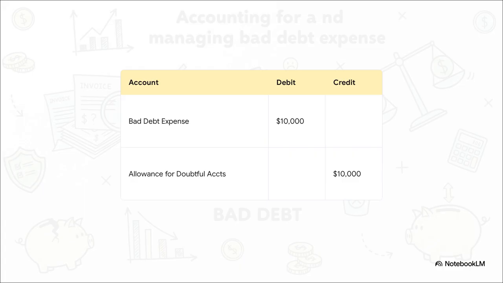This reduces the net value of our receivables down to a more realistic number. Think of it like a reserve or a holding account that we build up to absorb future write-offs when we finally identify a specific customer who won't pay.